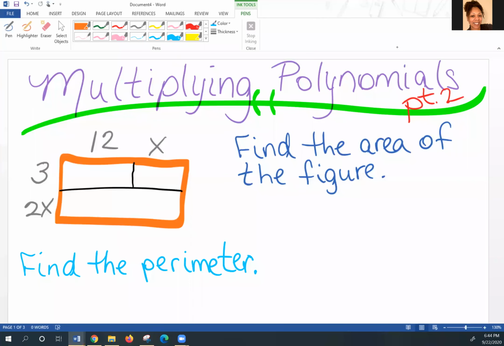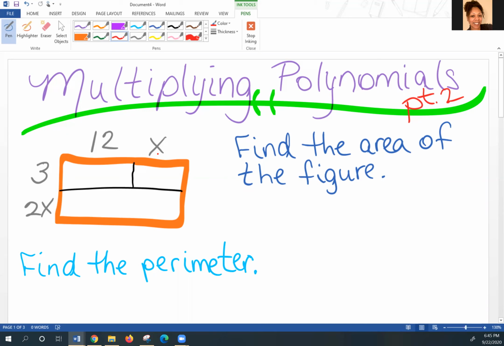The last time we discussed multiplying polynomials, we went over the area model, which is sometimes known as the box method. So this time I would like to show you another way that problems are presented. If you are given a picture of a shape, typically a rectangle, it may ask you to find the area of that particular figure. What you need to do first is identify how long the length and the width are.